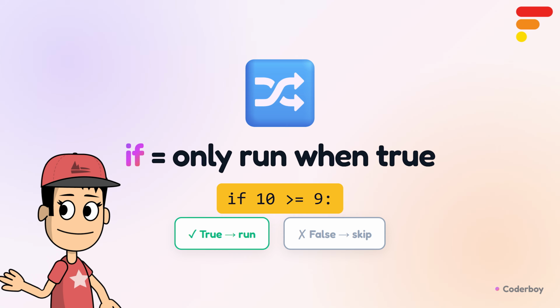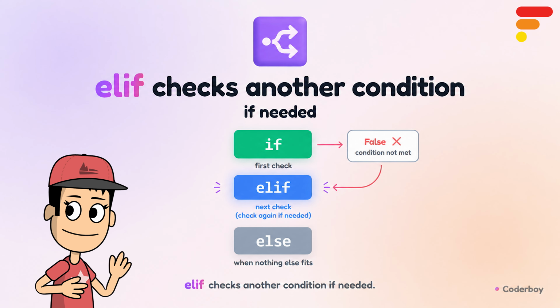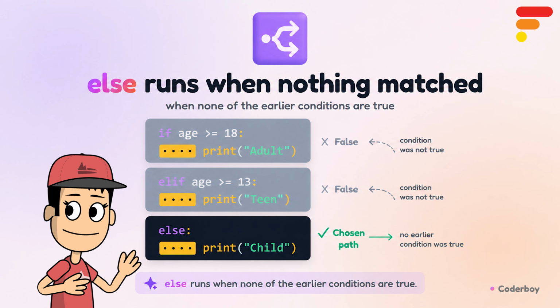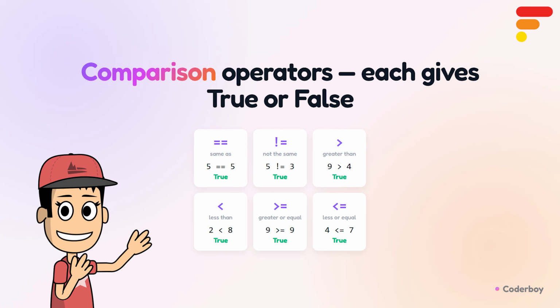So remember, if checks the first condition, else if checks another condition if needed, and else runs when none of the earlier conditions are true. And comparison operators help Python decide which path to take.